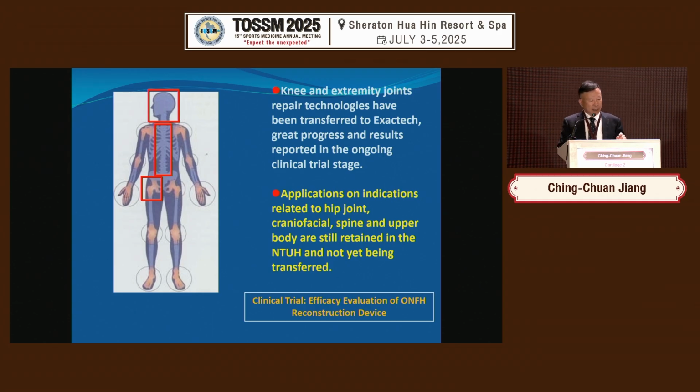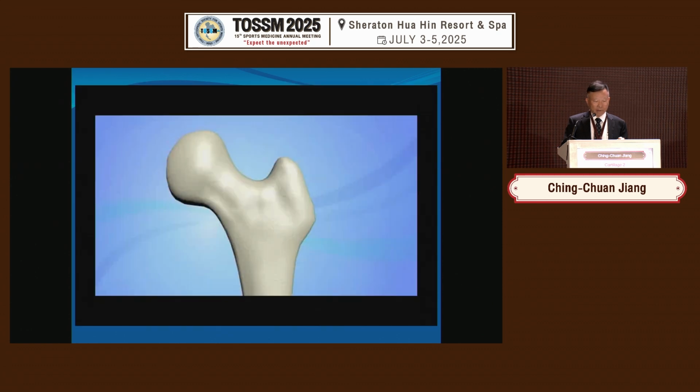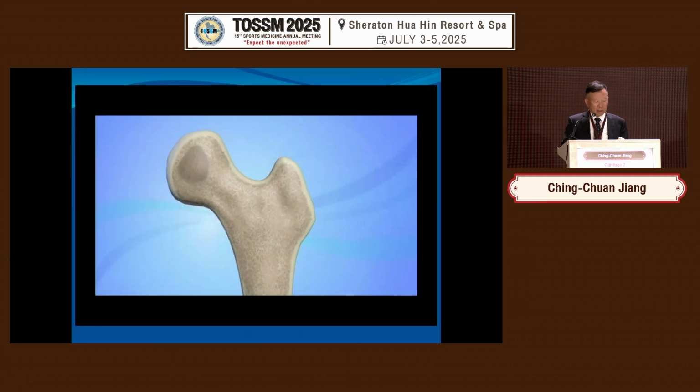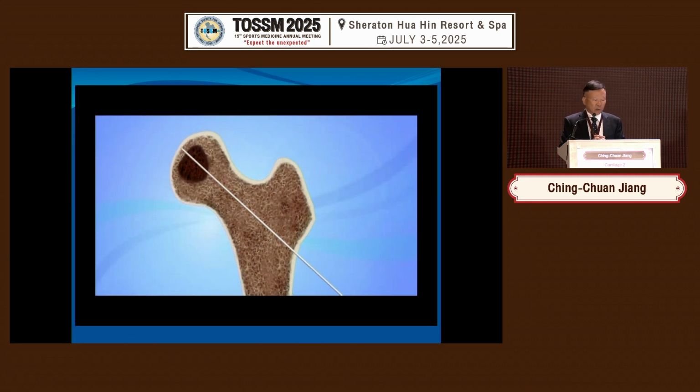So in this study, we apply this matrix to the hip region. This clinical trial's purpose is to evaluate the efficacy and safety of this treatment for osteonecrosis. I'd like to show you a cartoon to explain how we perform it.